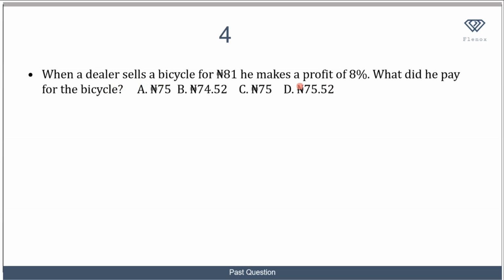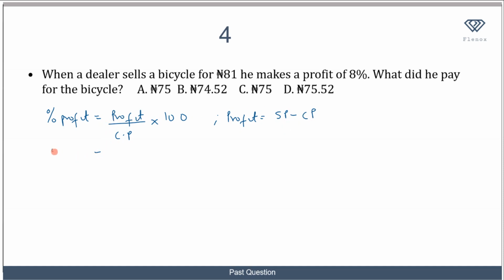So now we know that he made a profit of 8%. If you recall, what is our formula for percentage profit? We are told that our percentage profit is equal to the profit over what? The cost price times 100. And if you recall, we said our profit is equal to what? Profit is equal to the selling price minus the cost price, because the selling price is more than the cost price. So we can substitute it here.